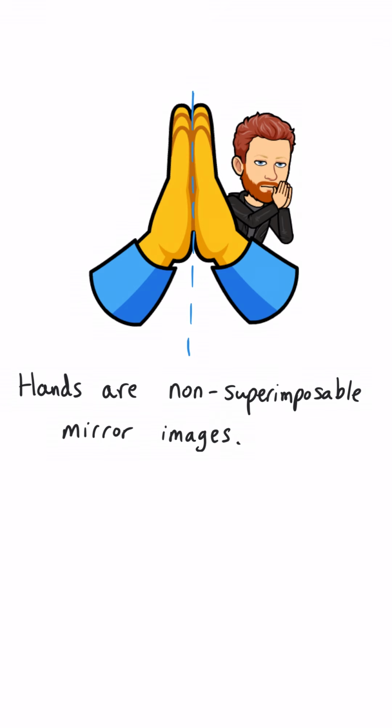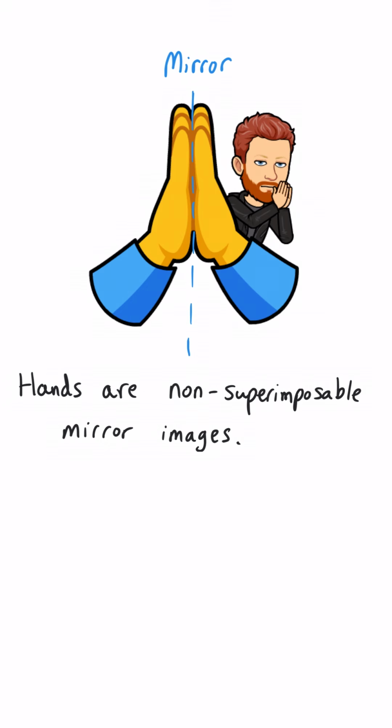And you can see this firsthand for yourself when you put your hands together in front of you. You can see that your hands are normally pretty much mirror images of each other. Your hands line up nicely as I'm showing in this little Bitmoji here.